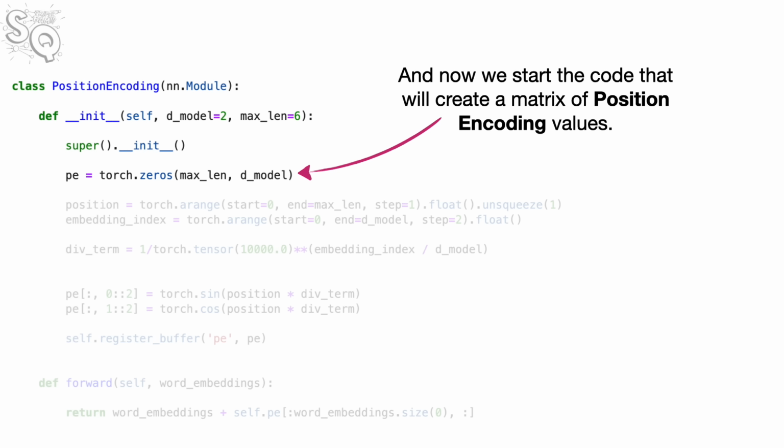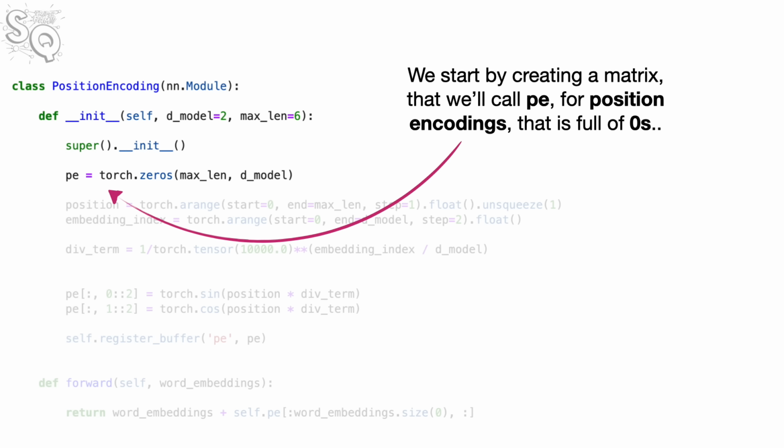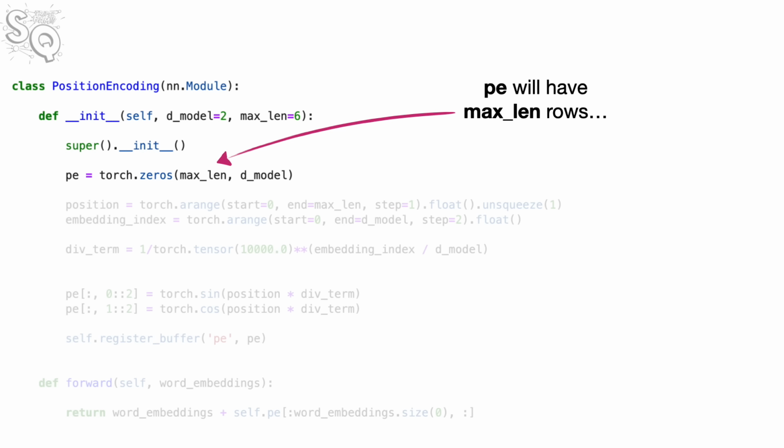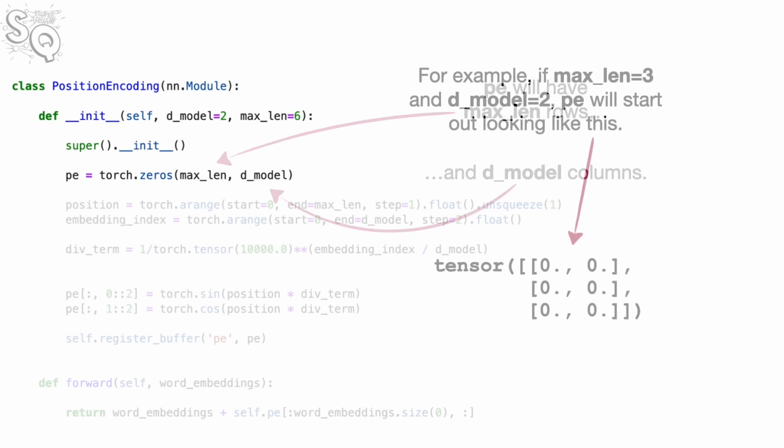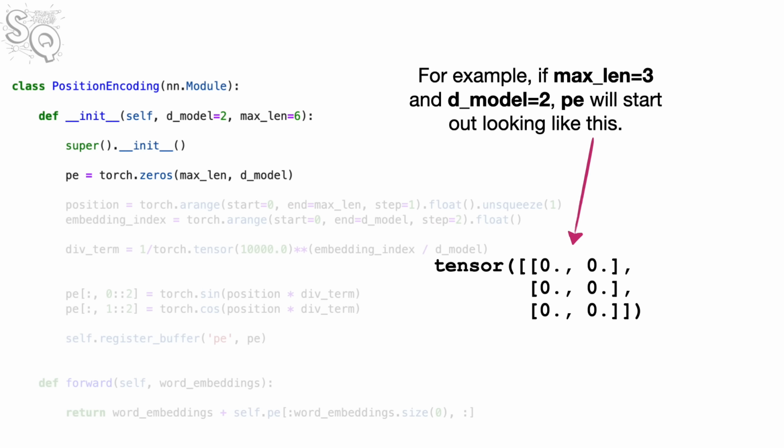And now we start the code that will create a matrix of position encoding values. We start by creating a matrix that we call PE for position encodings that is full of zeros. PE will have maxlen rows and dModel columns. For example, if maxlen equals 3 and dModel equals 2, PE will start out looking like this.